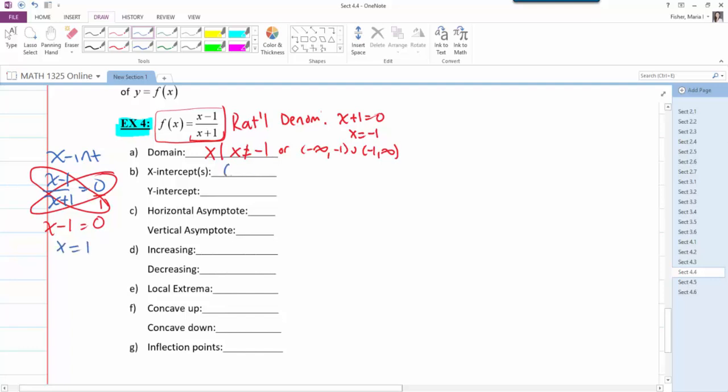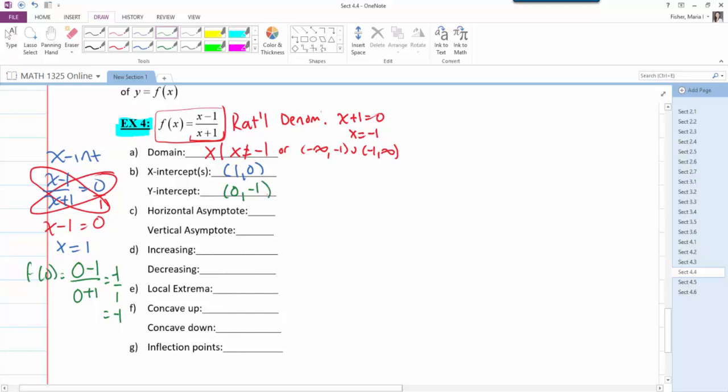So our x-intercept is (1, 0). Our y-intercept is always found by f of 0. So if we plug in 0 in place of our x, (0 minus 1) over (0 plus 1) is -1 over 1, or -1. So my y-intercept is (0, -1).